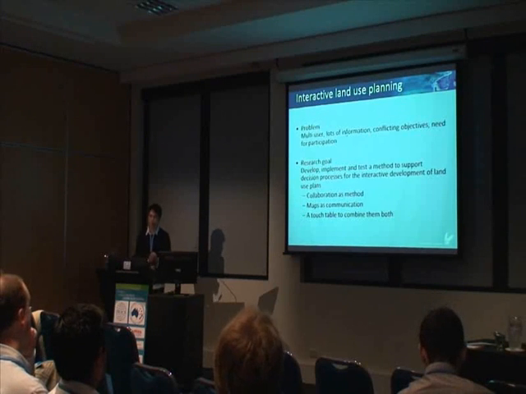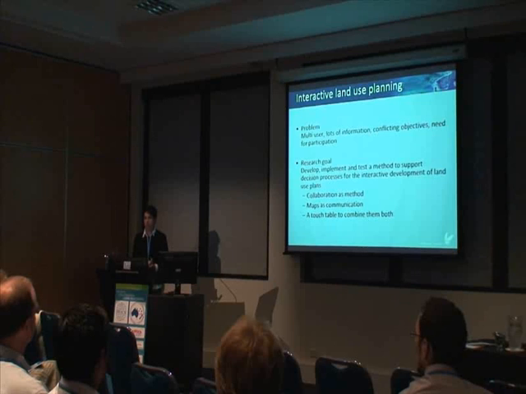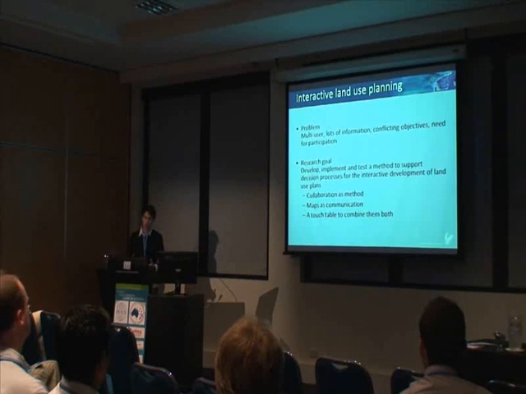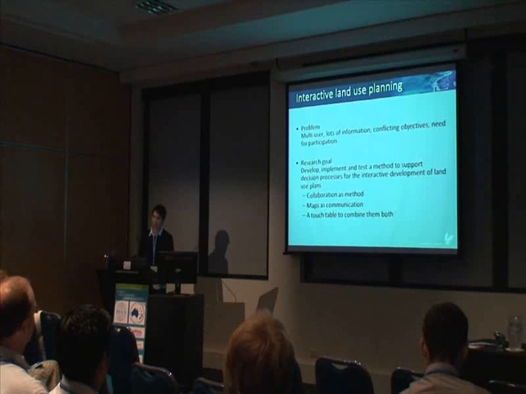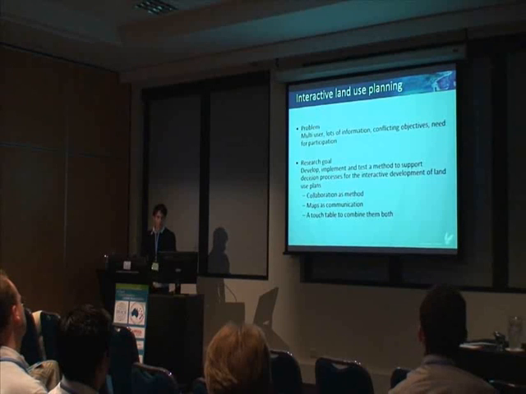Okay, the problem is about land use planning. There's a presence of multiple stakeholders, usually with conflicting objectives. There's lots of information that is to be presented to the stakeholders. This information sometimes is very complex, and sometimes it's just very overwhelming for the stakeholders. So we need to transport this information and communicate it in a clearer way to improve the decision making. And of course, there's a need for participation.